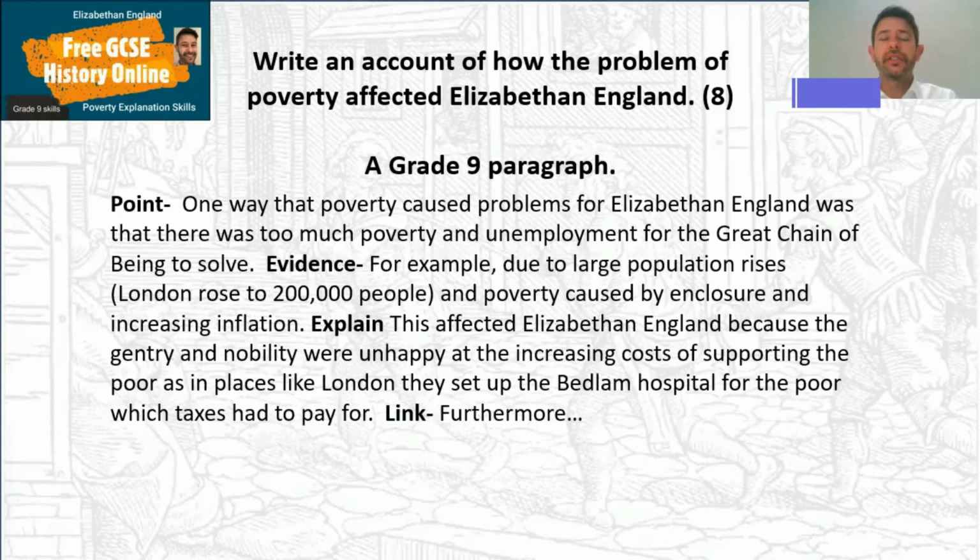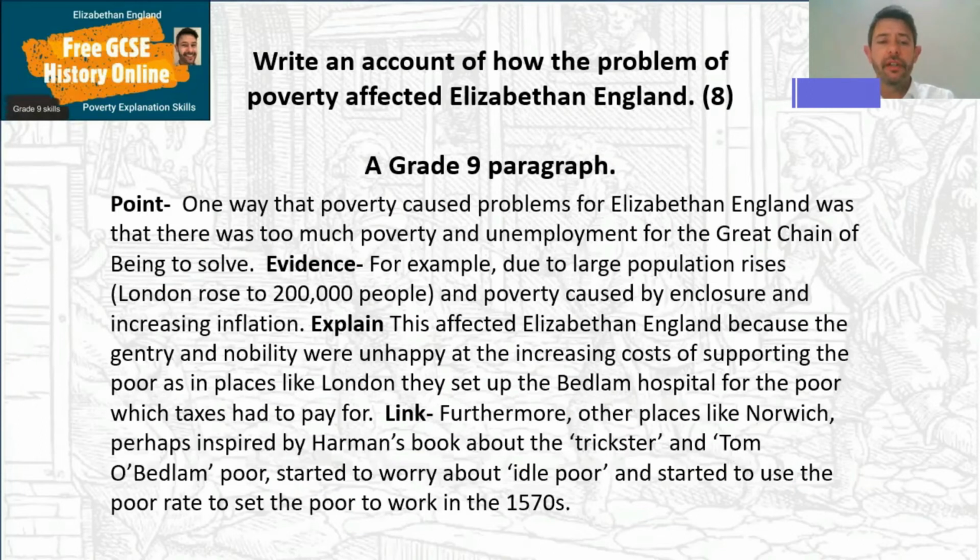Okay, so now I really want to solidify this answer with a furthermore. We think about different people or places as an example. What do you think? My idea is, furthermore, other places like Norwich, perhaps inspired by Harman's book about the tricksters and Tom o' Bedlam poor, started to worry about the idle poor and started to use the poor rate to set the poor to work in the 1570s. So the poor had to go to work and were forced into a work situation because they were idle and wouldn't do anything. So I've got two places there now, and I've got reference to laws in two places and the problem that the rich are unhappy that there's so much poverty.